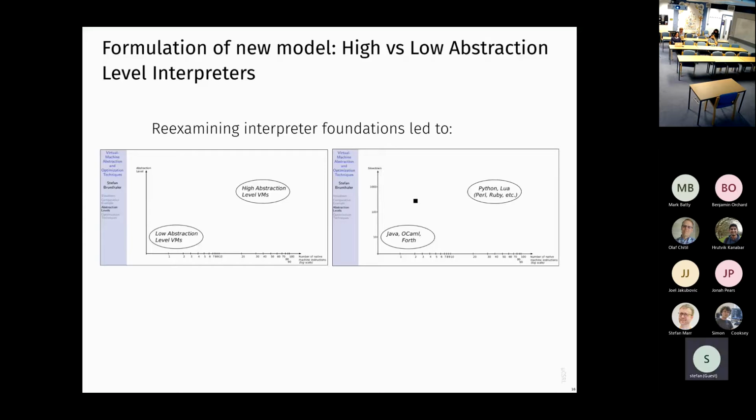Whereas if you look at Python, Lua, Perl, Ruby, and so on and so forth, you'll find that oftentimes their implementation is much more complicated, requiring tens, sometimes even hundreds of native machine instructions. And what this model actually said is, if you have a high abstraction level interpreter, you can cut down interpreter implementation complexity. So you move from high abstraction to low abstraction level, and then afterwards, the instruction dispatch-based optimizations will be highly relevant.